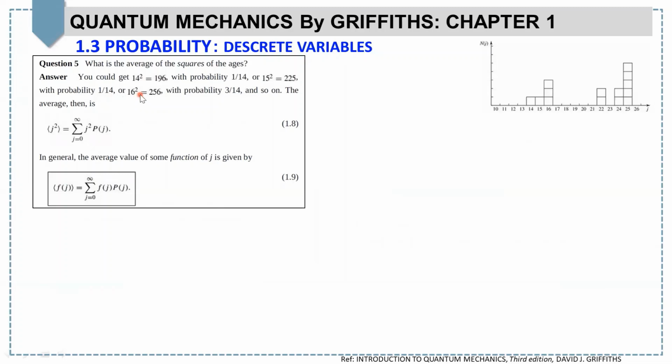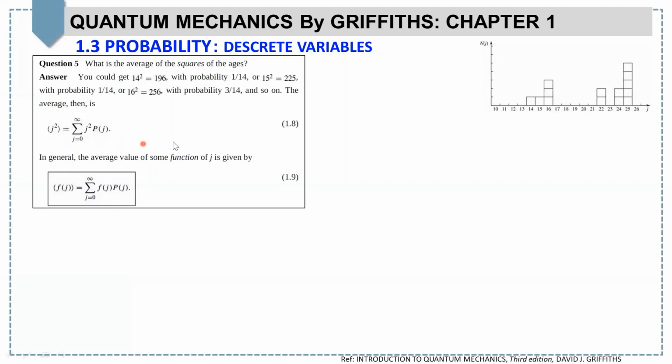For 16, the square of 16 equals 256, and the probability of 16 is 3 over 14. This is the way you can write it for all of the ages. Now, because we should answer for the average of the square of the ages, simply take the average of the square of the age equals summation j equals 0 to infinity of j squared p of j. As we discussed in question 4, we simply have j for the answer of question 4, but in question 5, because we were asked for the average of the square of the ages, the expression gets a square term, and that is j squared average equals this expression.